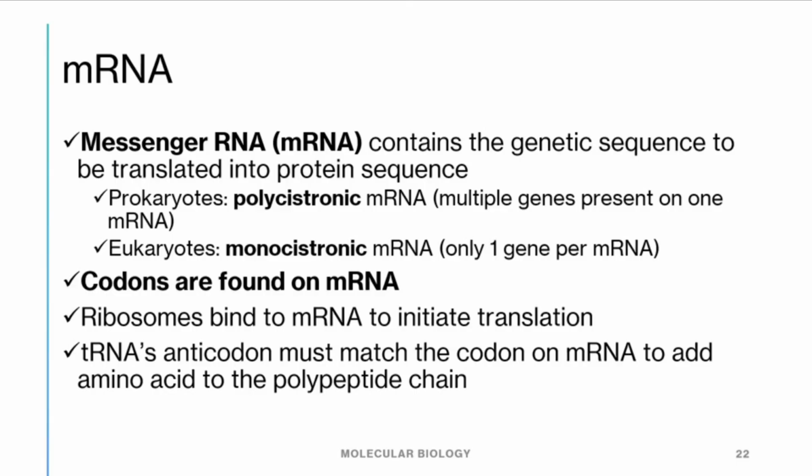The codons that we're looking at in the genetic code are actually found on the mRNA molecules. The ribosomes have to bind to the mRNA molecules to initiate the translation process. As the ribosome moves along the mRNA, tRNAs come into the ribosome for the amino acids to be added to the peptide chain. But the tRNA's anticodon has to match the codon on the mRNA in order for the tRNA's amino acid to be transferred onto the growing polypeptide chain.